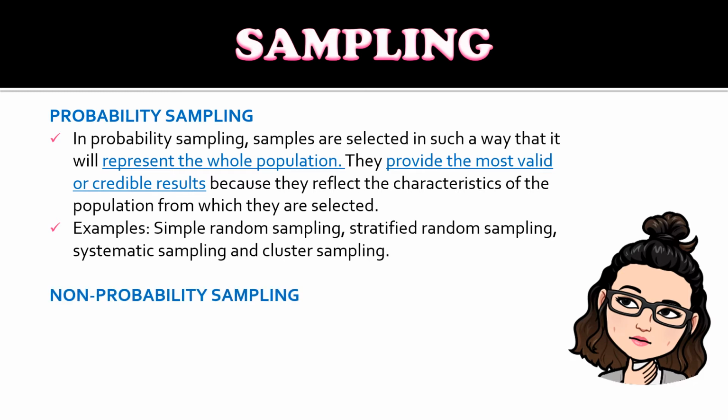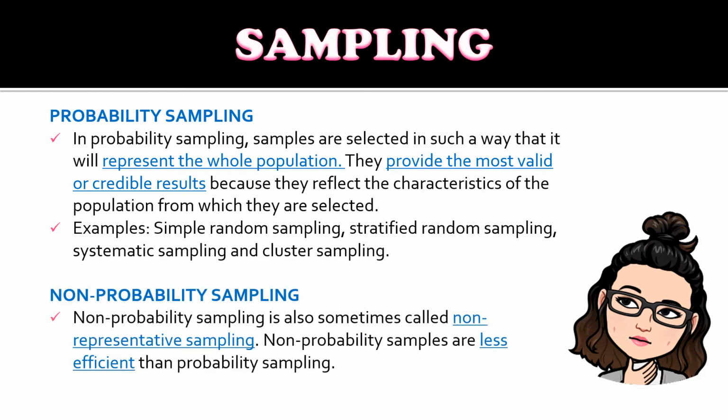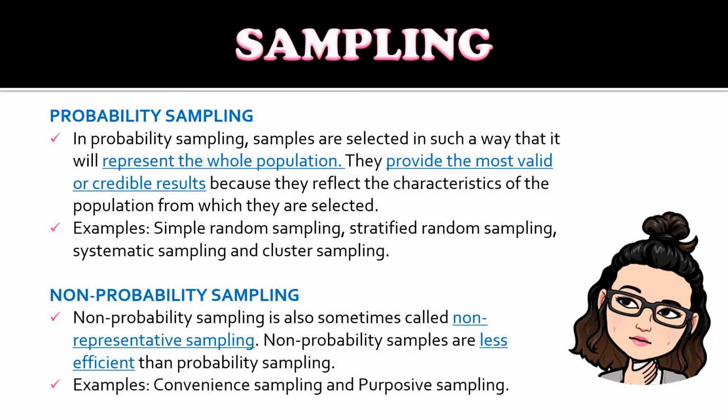Non-probability sampling is also sometimes called non-representative sampling. Non-probability samples are less efficient than probability sampling. So bakit siya less efficient? Kasi it doesn't represent the whole population because you are only taking samples based on some characteristics. Examples of non-probability sampling are convenience sampling and purposive sampling.